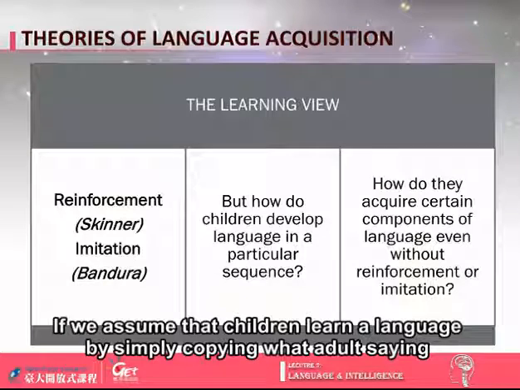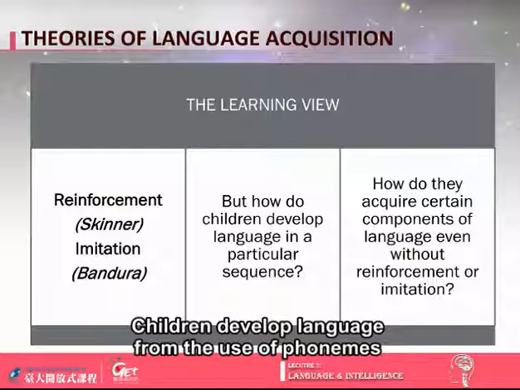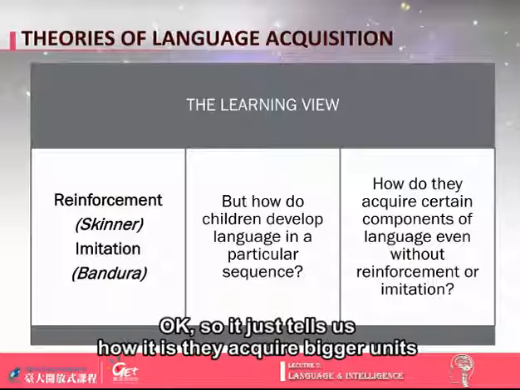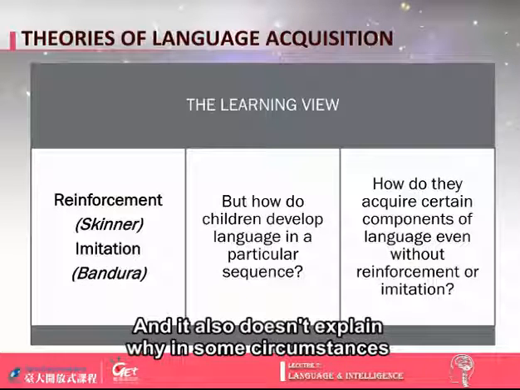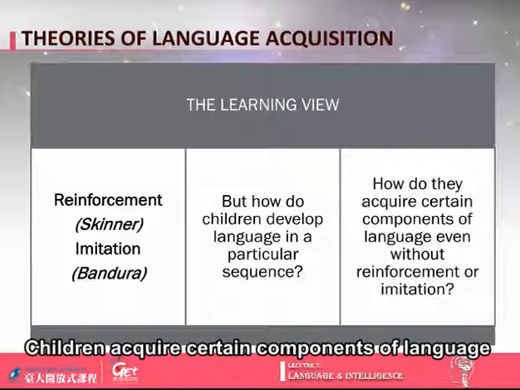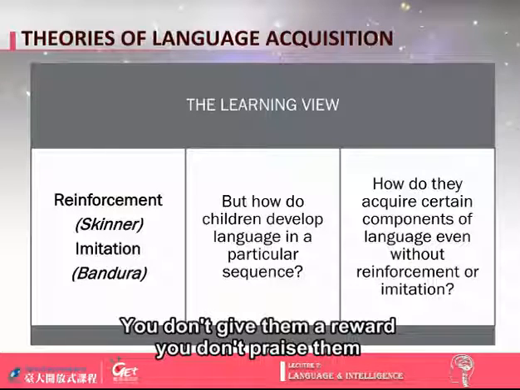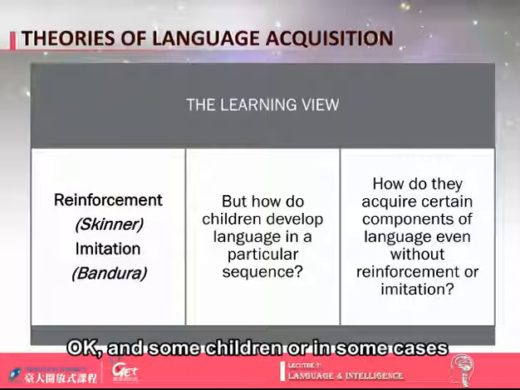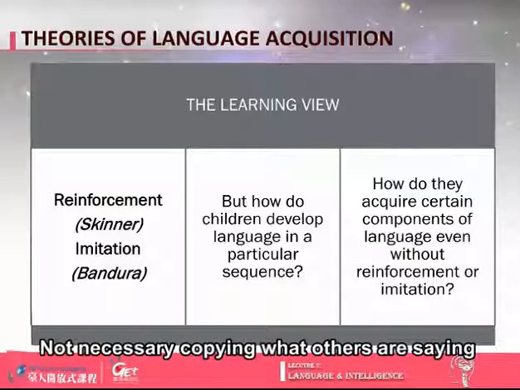If we assume that children learn a language by simply copying what adults say, or using a word or a sentence after reinforcement, then it doesn't really explain why children develop language from the use of phonemes and then gradually build up on these very basic components of language. So it just tells us how they acquire bigger units of sounds, but not how they develop. It also doesn't explain why, in some circumstances, children acquire certain components of language even without reinforcement. Sometimes children learn words even though you don't reinforce them, you don't give them a reward, you don't praise them, but somehow they learn that word or sentence. And in some cases, children learn words without imitation. They simply learn words on their own, not necessarily copying what others are saying or using.